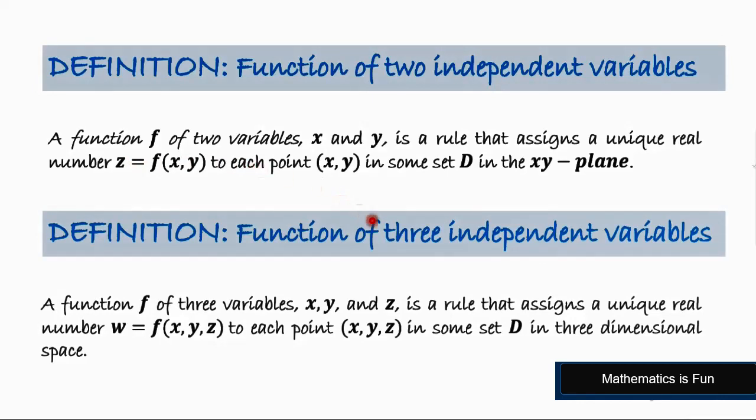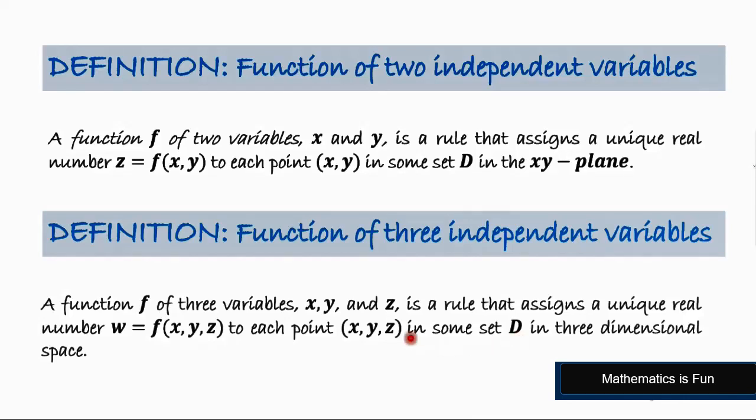Function of three independent variables. A function f of three variables x, y, and z is a rule that assigns a unique real number w to each point (x, y, z) in some set D in three-dimensional space. Now here the input is a point in space.